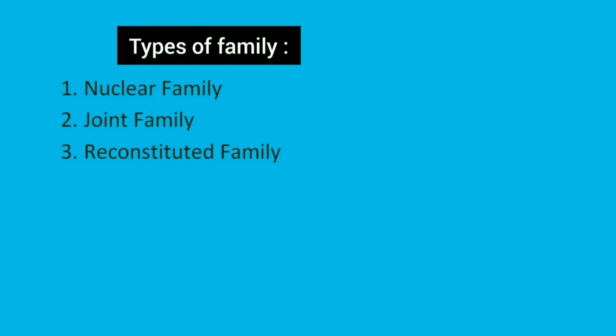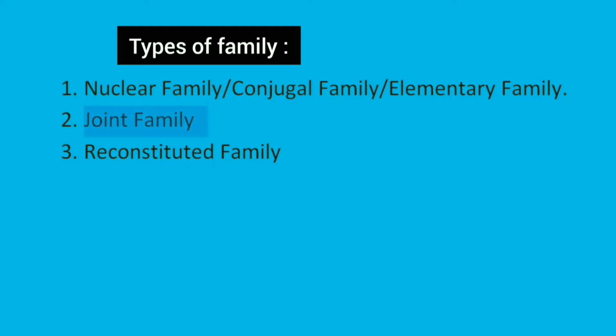As you see at first on your screen, types of family, there are primarily three types. First is nuclear family, or we can also say a conjugal family, or you can also use the word elementary family. That means an elementary family is also called a nuclear family or a conjugal family. So you can use either one of them, right? Nuclear, conjugal, or elementary.